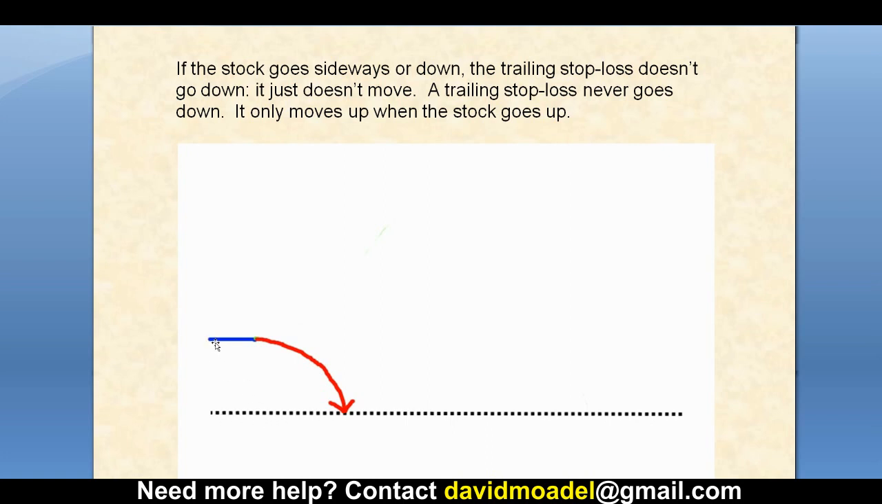All right, so this whole time, you bought it here, you set your trailing stop loss here, right? And so it's going sideways, stop loss doesn't move. Goes down, stop loss still doesn't move. So a trailing stop loss never goes down. It only moves up when the stock goes up. All right? And so if this happened, then the stop loss would have just stayed there and you would have gotten stopped out there. That's the worst that can happen.